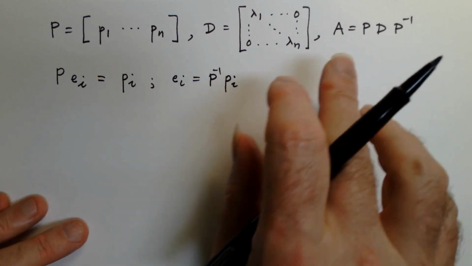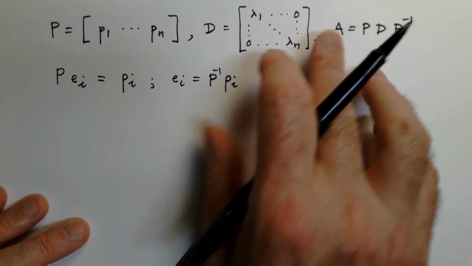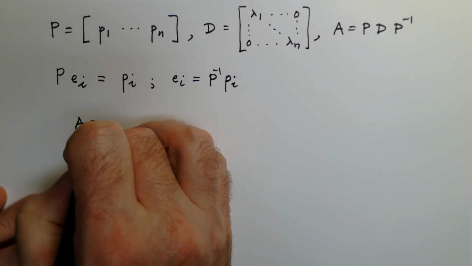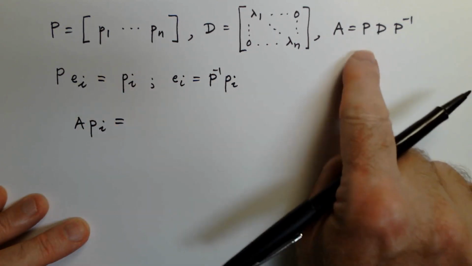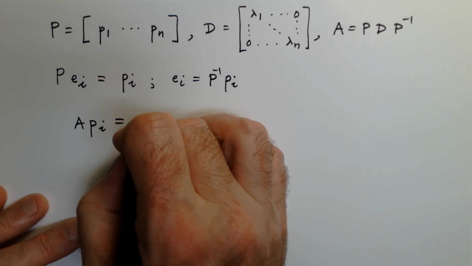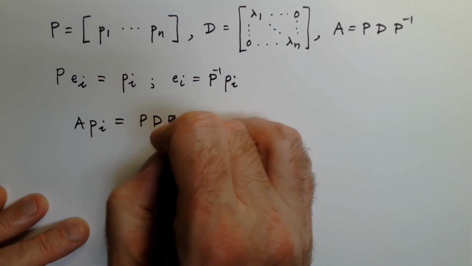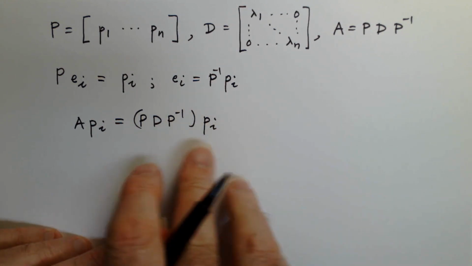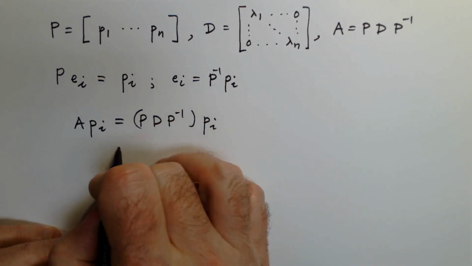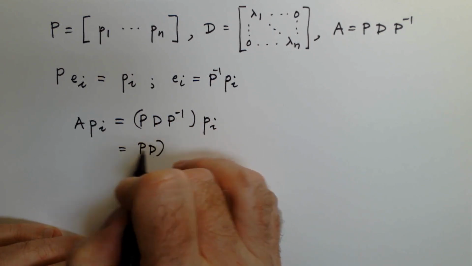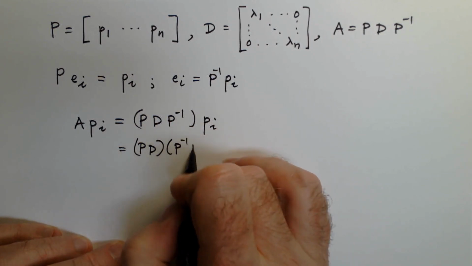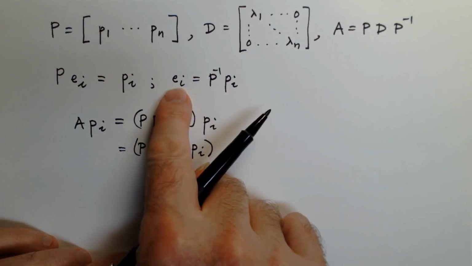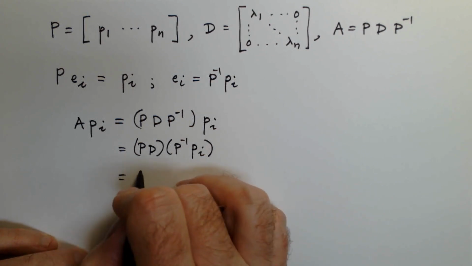Now, what I want to do is look at what happens when I apply the matrix A to the vector P sub i. Now, A is nothing more than the product of these three matrices, so this is the same thing as P, D, P inverse applied to the vector P sub i. Now, by association, I can think of this as PD times P inverse on P sub i, but we know that that's just e sub i.